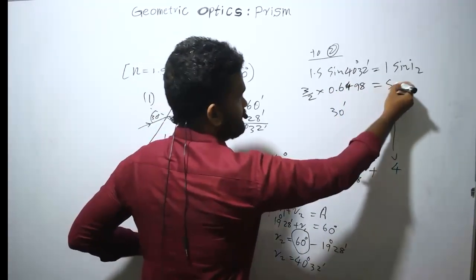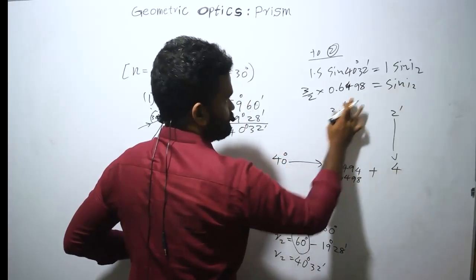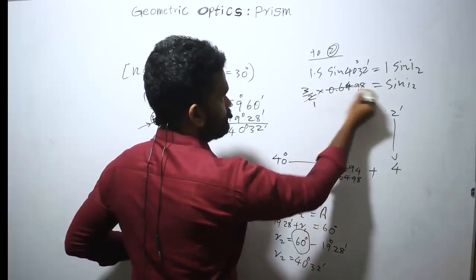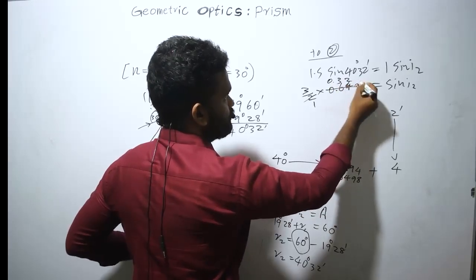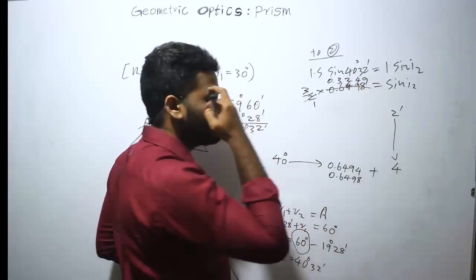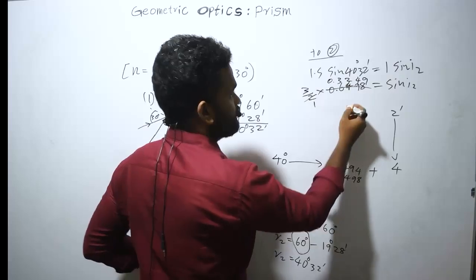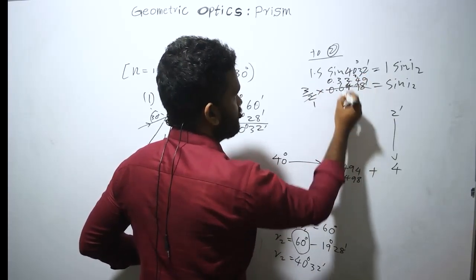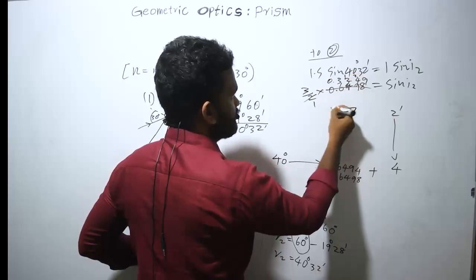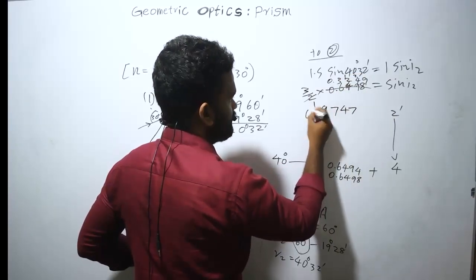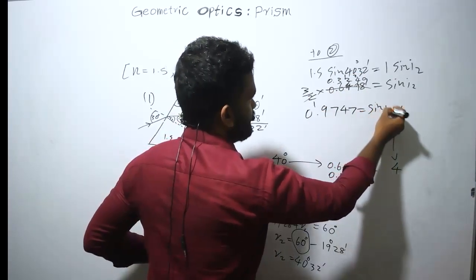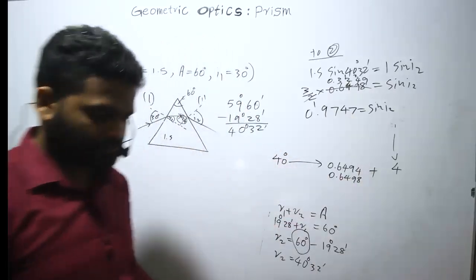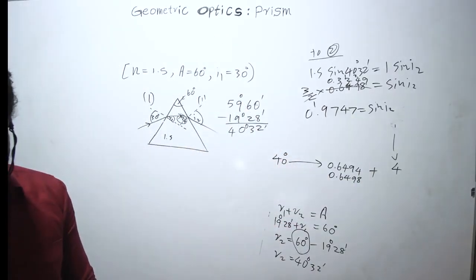So this is equal to sine I2. Now divide by 2. 0.3249. Then you need to multiply that by 3. 7, 2, 12, 14. 1 is remaining. 6, 7, 9. Then sine I2 is equal to 0.9747.